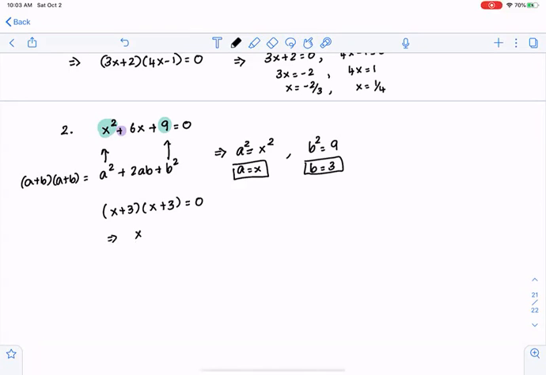You set each factor equal to 0, and you are going to end up getting the same solution. This is what we call a repeating solution. It's just minus 3, minus 3, because both solutions end up being negative 3.